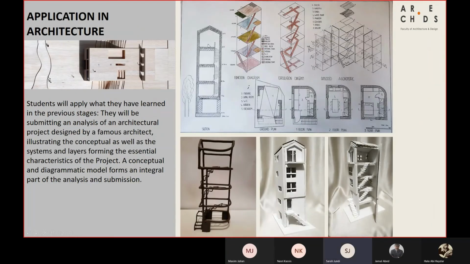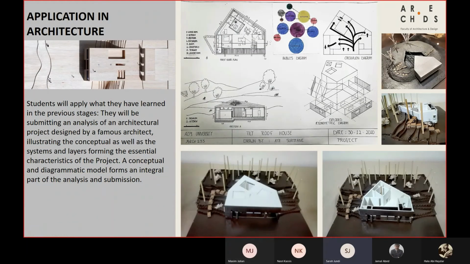Application architecture. In this project, they learned how to show the characteristics of a certain project through drawings and different types of diagrams, like functional diagram, circulation diagram, and exploded axonometric. In addition, they learned how to do a conceptual model and a presentation model. And this is another example.